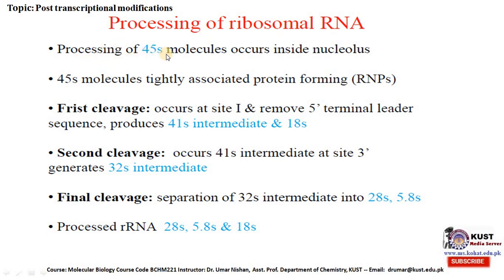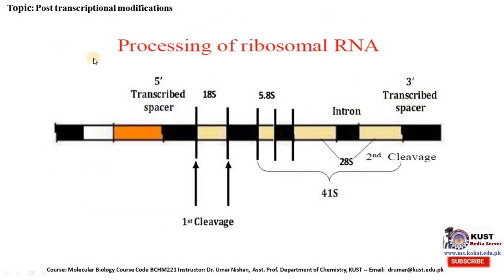Processing of the 45S molecule occurs inside the nucleus. The 45S molecule is tightly associated with proteins, forming RNPs. The first cleavage occurs at site 1 and removes the 5' terminal external transcribed spacer sequence. So this is the detail of how the processing of ribosomal RNA occurs. This is a diagrammatic representation of the processing of ribosomal RNA: transcribed spacer, 18S, 5.8S, and transcribed spacer cleavage, in detail.